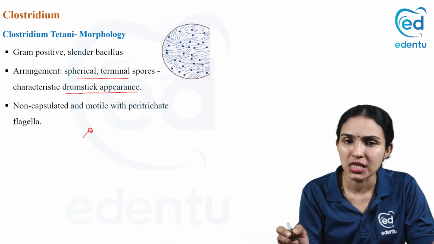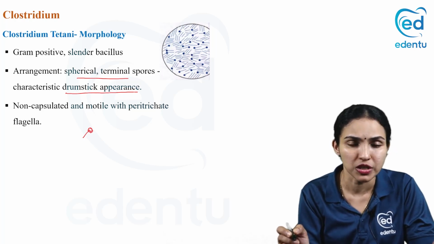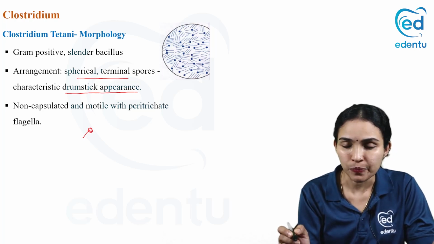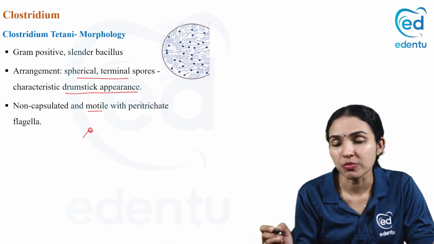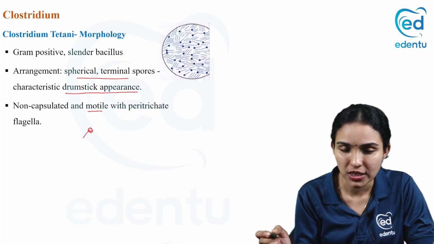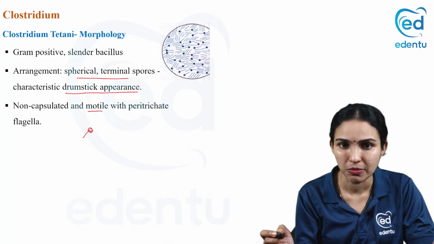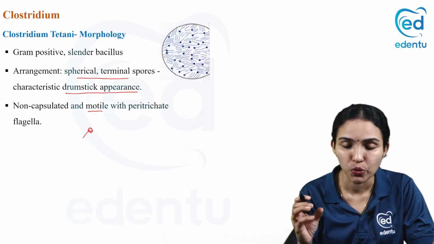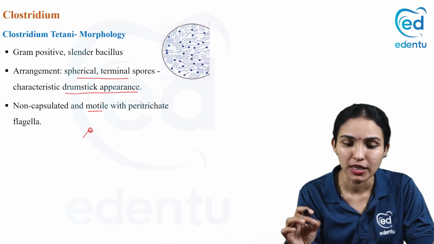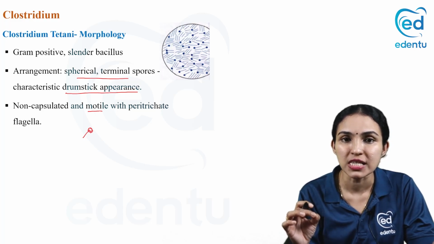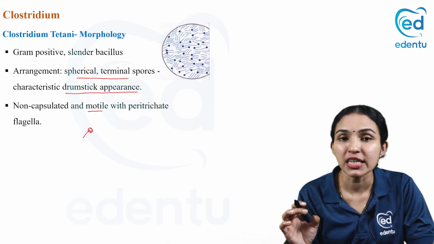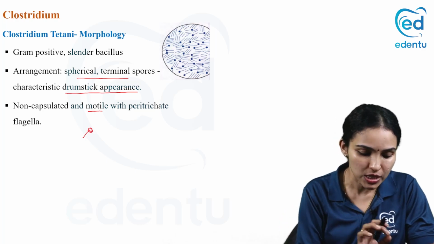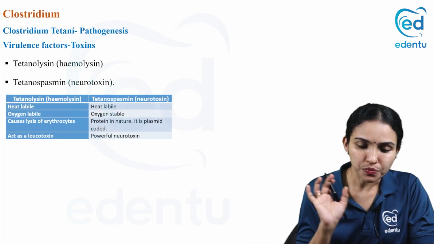In addition to this, it doesn't have any capsule like perfringens, and it is motile with peritrichate flagella. So these are the points that you should remember regarding the morphology of Clostridium tetani. It's gram-positive, it's a slender bacillus, and where does the spore occur? The spore occurs at the terminal end of the bacillus, which gives it a characteristic drumstick appearance, and it is motile with peritrichate flagella. So that is the morphology.